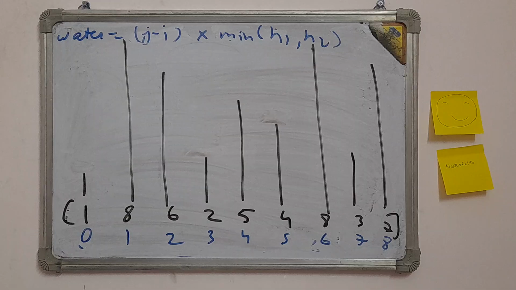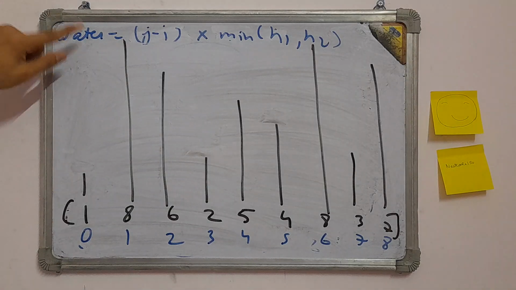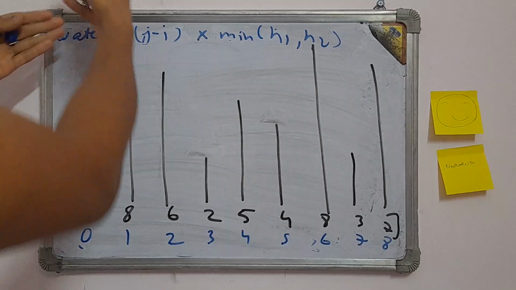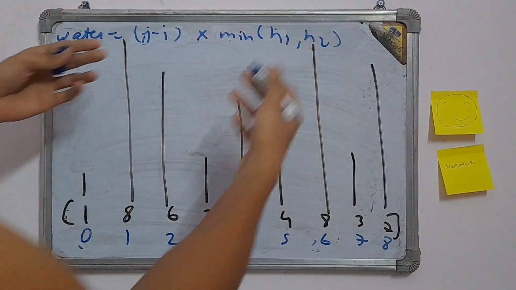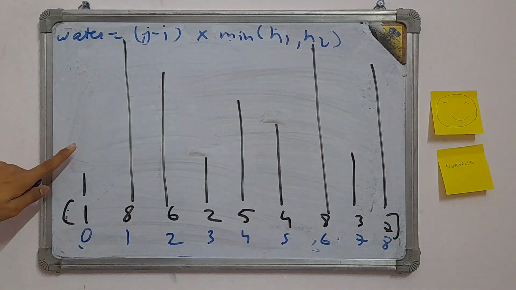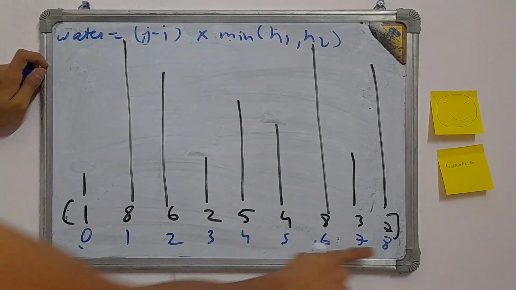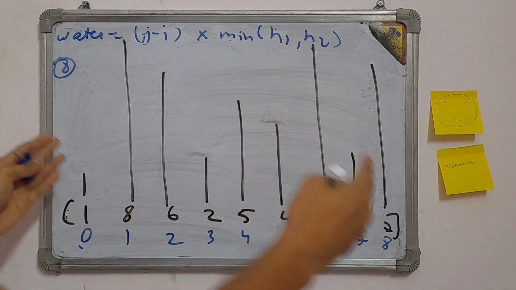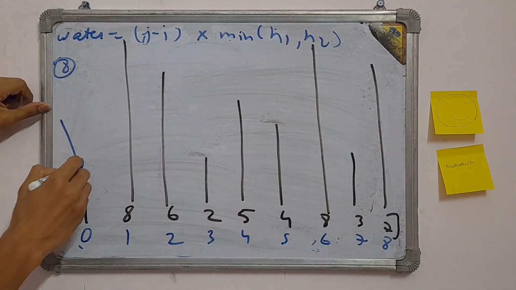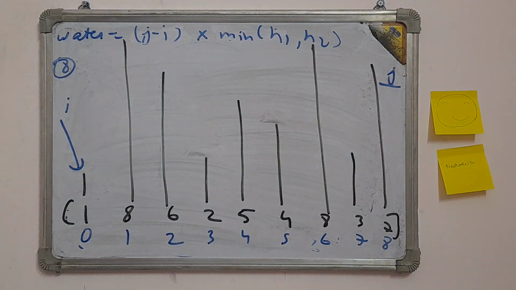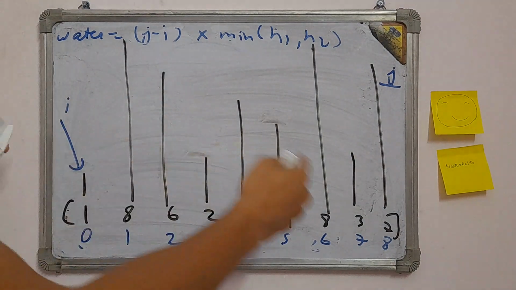Okay, so now we know to get the water of a container, we do width into height. So to get more water, we need either more width or more height. So let's see in this array, the maximum width we can get is if we take this tower and this tower, because the width is 8 minus 0 equal to 8. So 8 is the maximum width. We take this at the start. So that means we use the two-pointer approach. i is here and j is here. Okay, so now the width is 8.